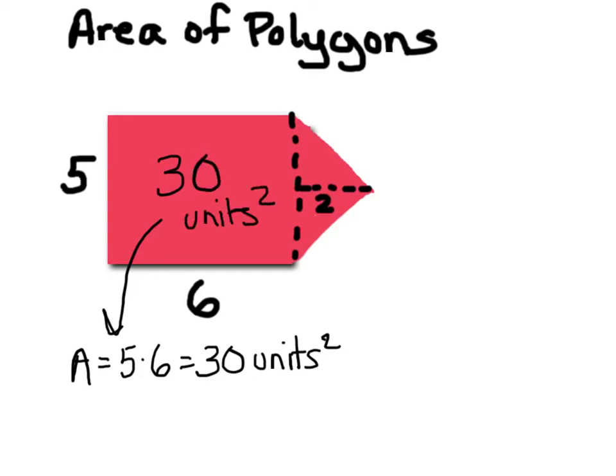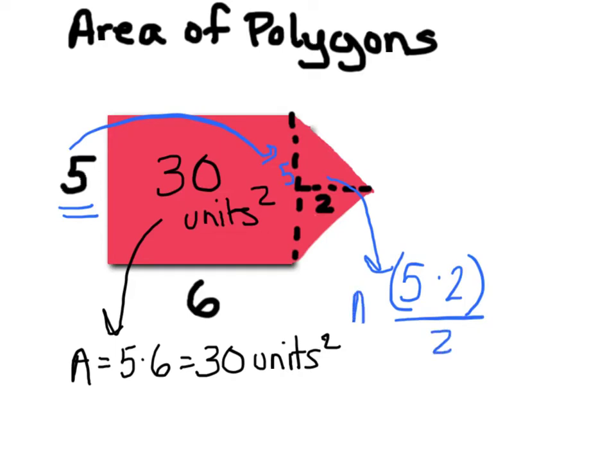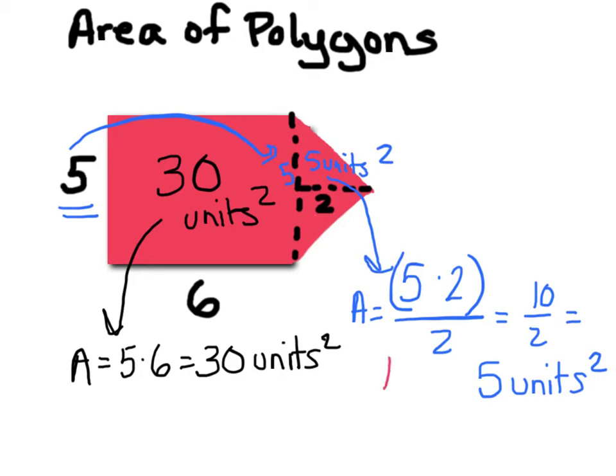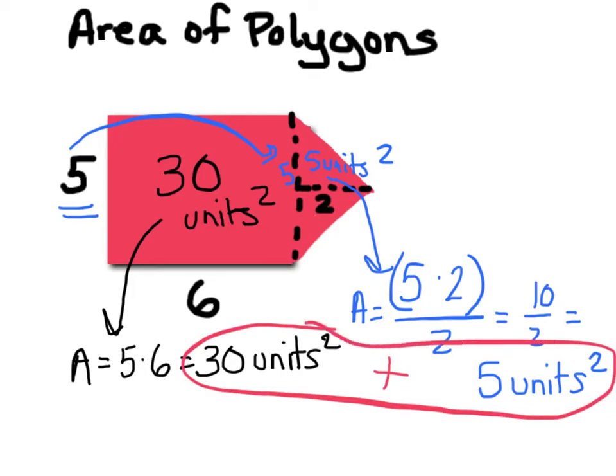Then in my triangle here, I need to remember the height is going to be 5 transferred from over here. It's going to be the same height over here. So it's going to be 5 times 2, but then I need to take half of that, divided by 2, because it's the area of a triangle. So I end up with 10 divided by 2, so the area of my triangle will be 5 units squared. To get the total area of the pink shape, I would need to add these two numbers to give me a final answer of 35 units squared.